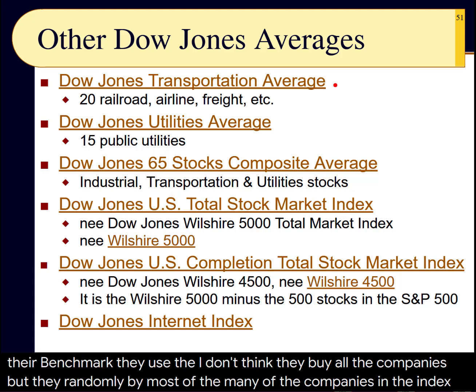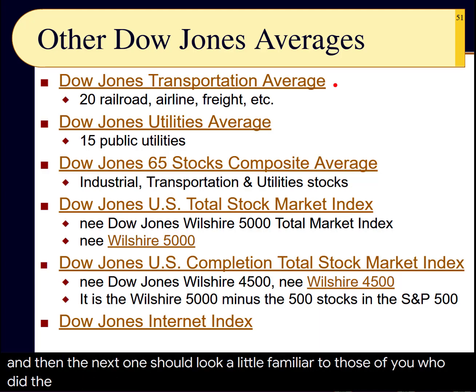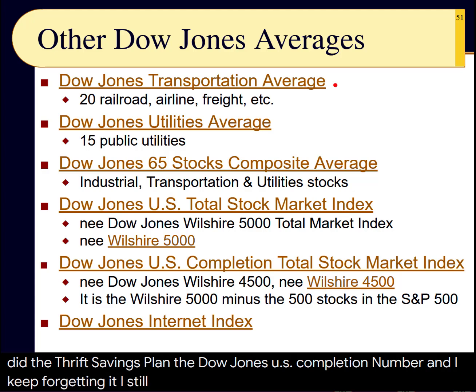And then the next one should look a little familiar to those of you who did the thrift savings plan, the Dow Jones U.S. Completion Total Stock Market Index. And everyone's going to remember that. I can't remember it. I keep forgetting it. I still call it the Wilshire 4500.